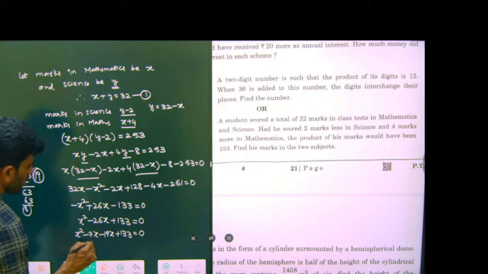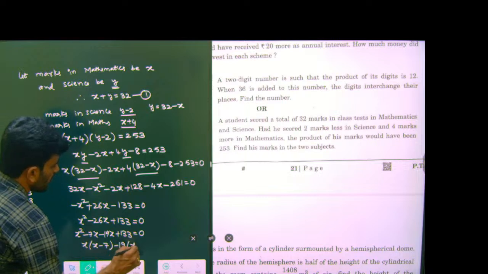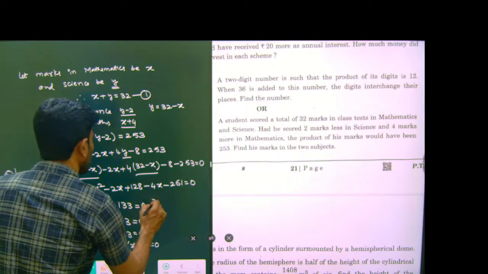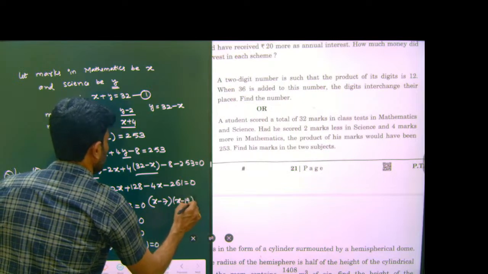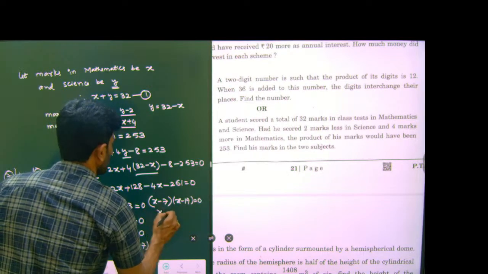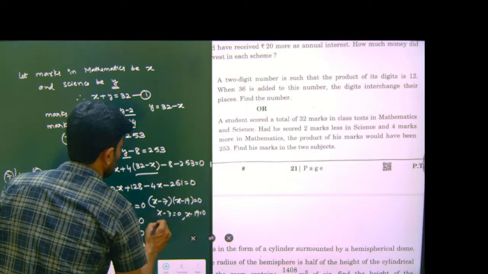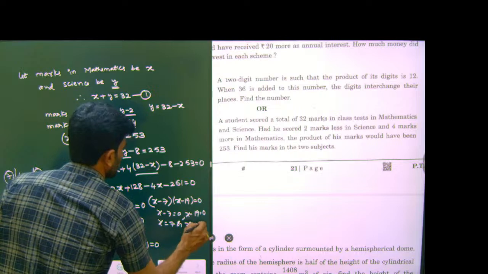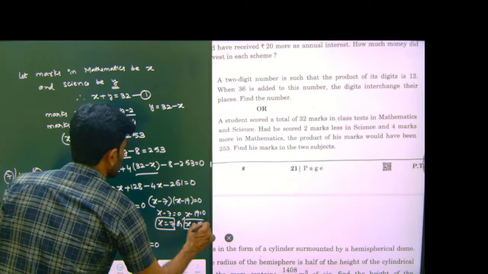Then x common, x minus 7, minus 19 common, x minus 7 is equal to 0. So what we get, x minus 7 into x minus 19 is equal to 0. So x minus 7 is equal to 0, x minus 19 is equal to 0. So x is equal to 7 or x is equal to 19. We got x values.